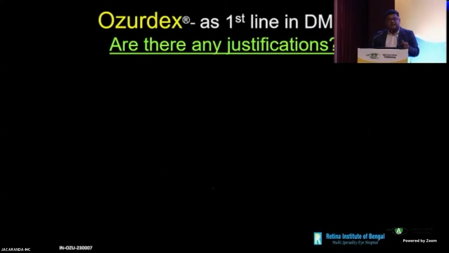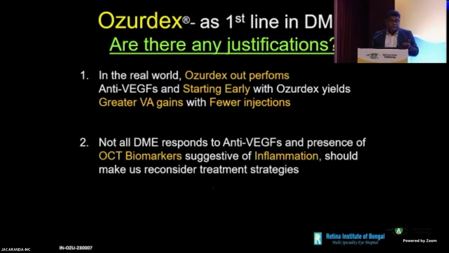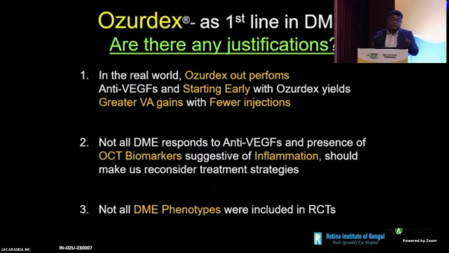So if someone asks me, is there any justification for starting treatment with Ozurdex in treatment-naive DME? I would say yes, because in the real world, Ozurdex outperforms anti-VEGFs, and starting early with Ozurdex yields greater visual acuity gains with fewer injections. Then, not all DME responds to anti-VEGFs, and the presence of OCT biomarkers suggestive of inflammation should make us reconsider our treatment strategies. And third, not all DME phenotypes were actually included in RCTs.